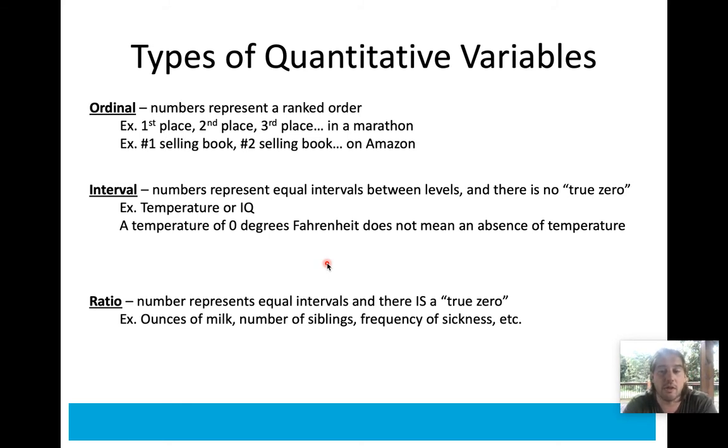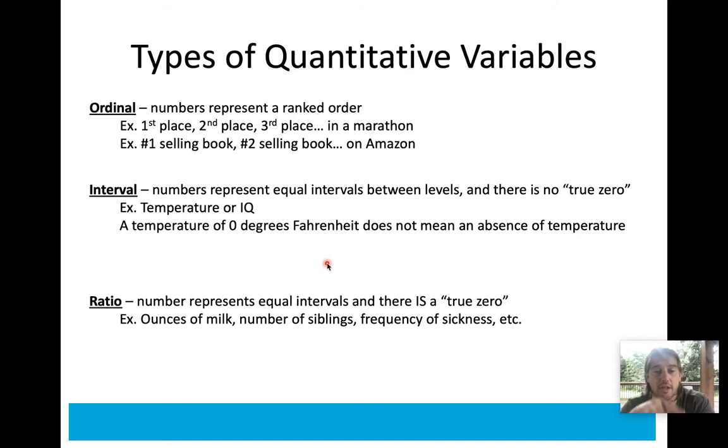Also, something like IQ is interval because you can't have a 0 IQ, right? If you have a 0 IQ, you don't exist. You are not a conscious being. And so, we can give people a score on this scale of IQ, but there's no true 0 point where 0 equals the absence of whatever we're measuring. That's what true 0 means.